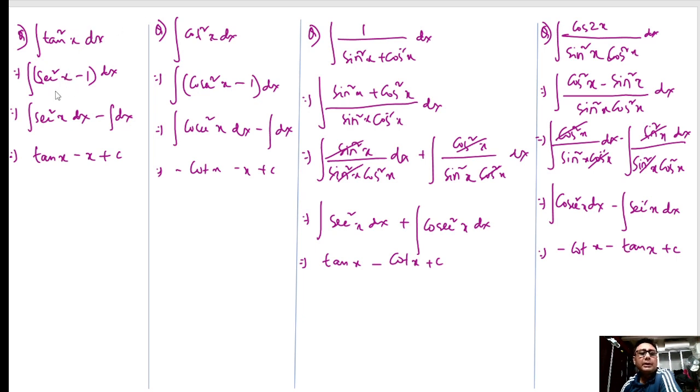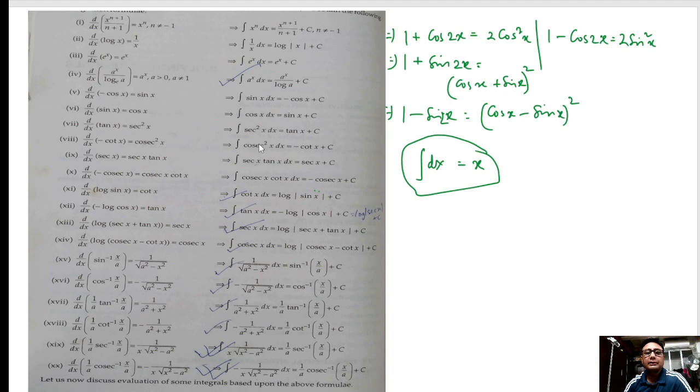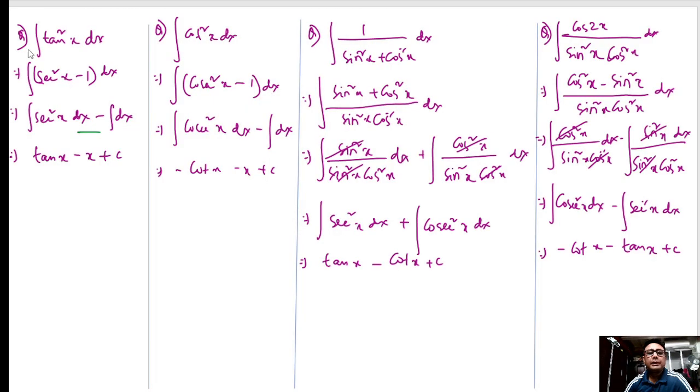So tan square x can be written as sec square x minus 1: integration of sec square x minus integration of dx. So what is sec square x? Please, if you see the chart, sec square x is tan x. Sec square x is tan x. So here we will see, sec square x is tan x and dx is minus x.